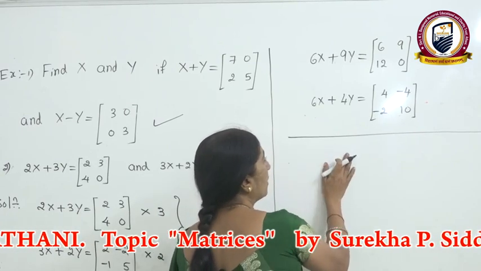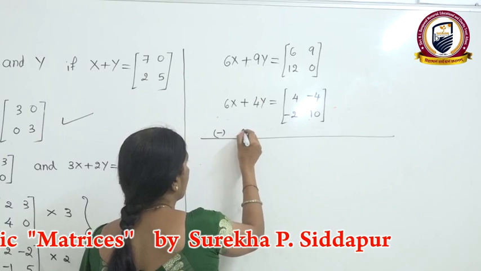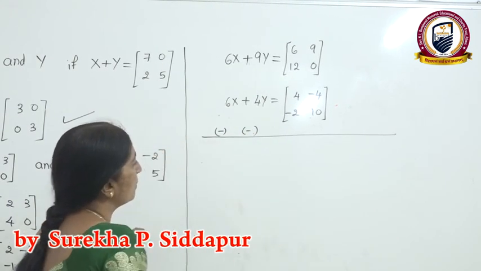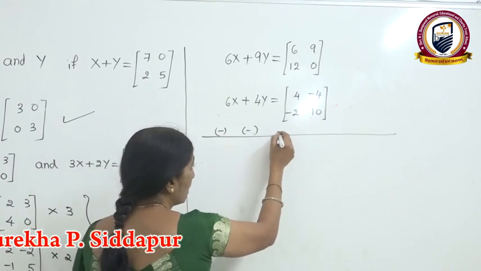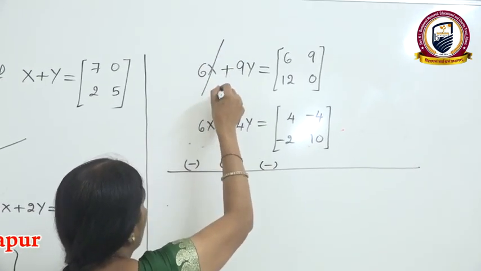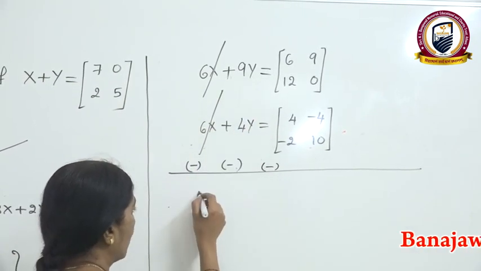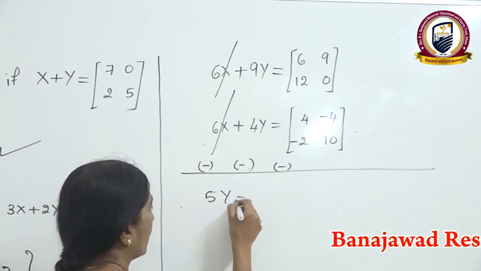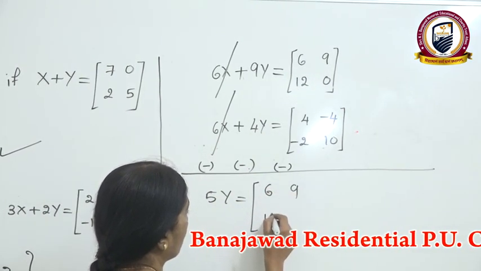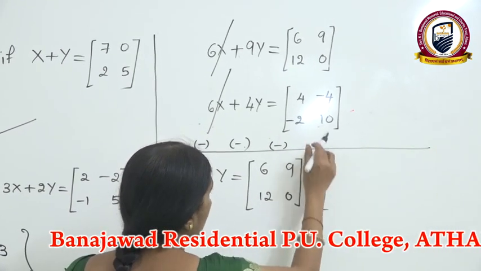Here if you add directly, the terms will not get cancelled. So go for subtraction. When you are solving a simultaneous equation and doing subtraction, we have to change the sign of the second equation. See, plus 6x minus 6x gets cancelled. 9y minus 4y will be 5y. And this matrix. In the middle, which sign comes? Minus. Then this matrix.